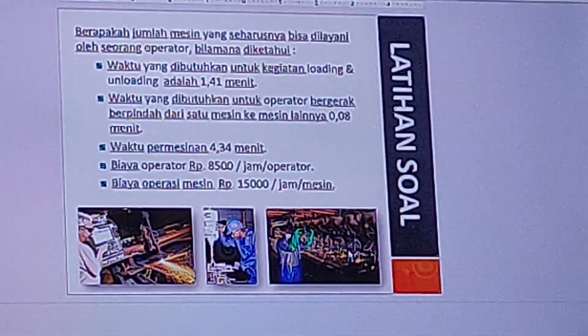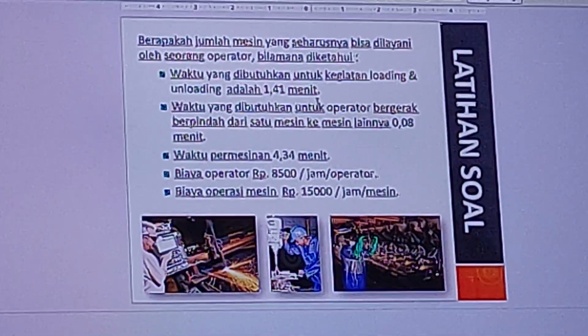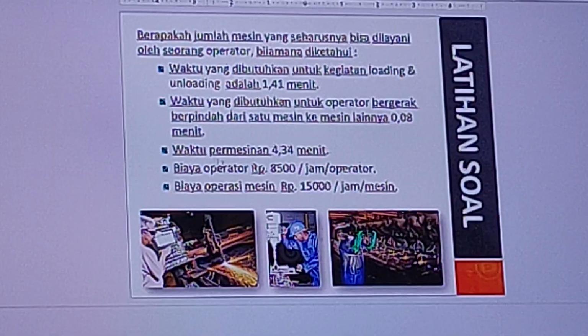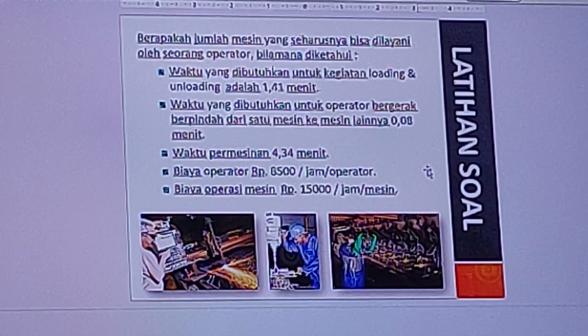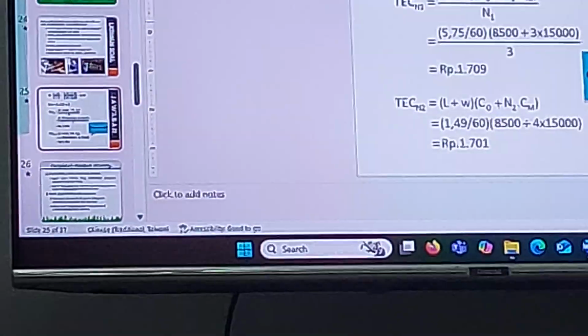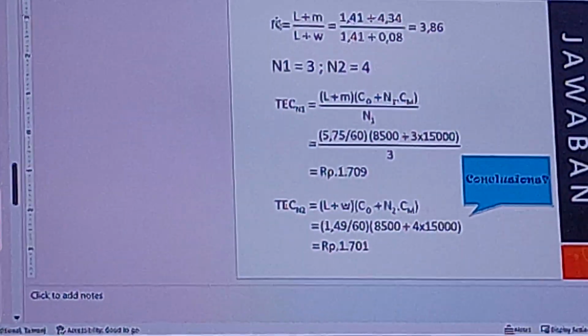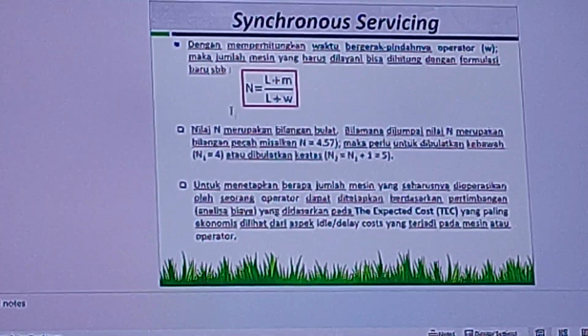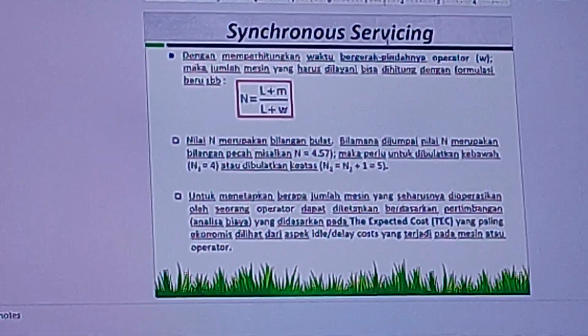And then let's try. This is the case. For the loading time, the moving time, the machining time, the cost of the operators, and the cost for operation of the machine per hour, we will give the case. Then continue with this. Use the previous formula, and we try to calculate the number of machines. How do we calculate this one for the synchronous servicing?